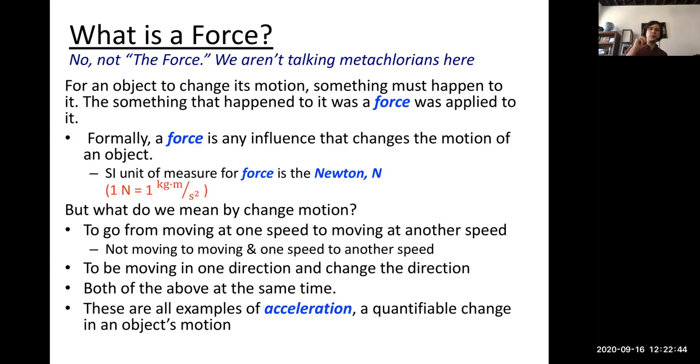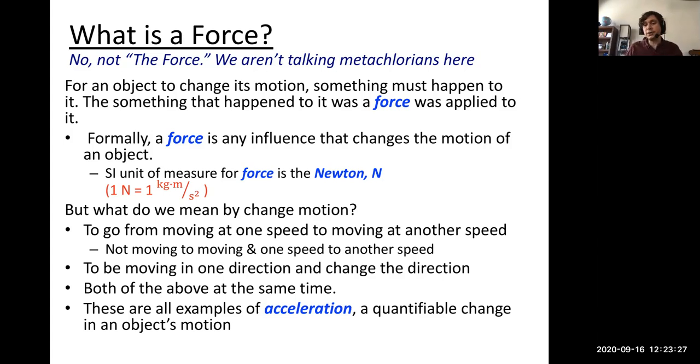And finally, we can talk about what we mean by a change in motion. We know now that a force changes motion, but what do we mean by a change in motion? By a change in motion, we're talking about moving from one speed to a different speed, having one velocity to a different velocity. So this could be not moving to moving. So if I'm going to bat my ball around, it's just sitting here, and then I can induce motion by applying a force. Or it could be moving at one speed, and then I can hit it again, apply another force, and change its speed. So it could be from not moving to moving, or from one speed to another speed.